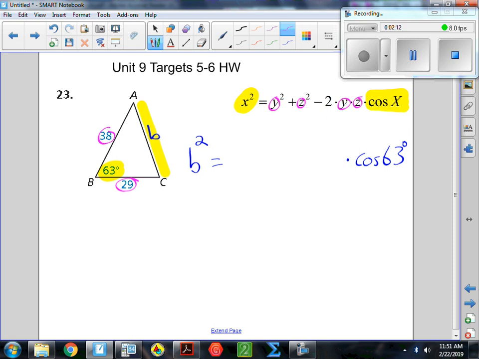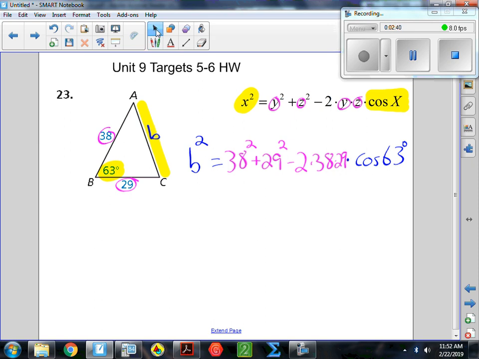So b squared, the side that I don't have and want to have, opposite my angle, is going to equal 38 squared plus 29 squared minus 2 times 38 times 29 times cosine 63 degrees. On the right side of this big equation, I have all the numbers. So that means that I can actually use my calculator right away and plug all those numbers into the calculator.